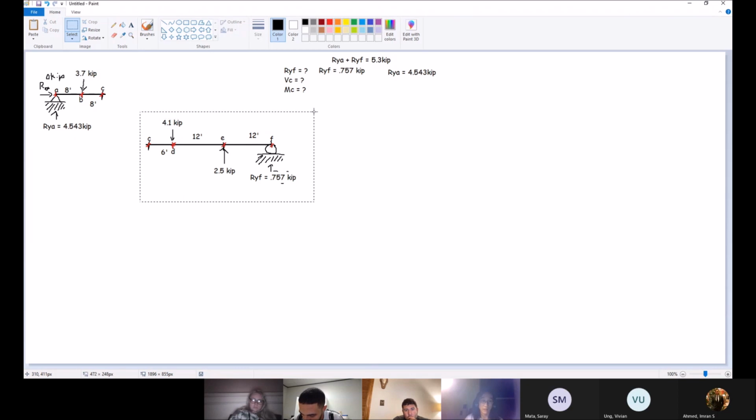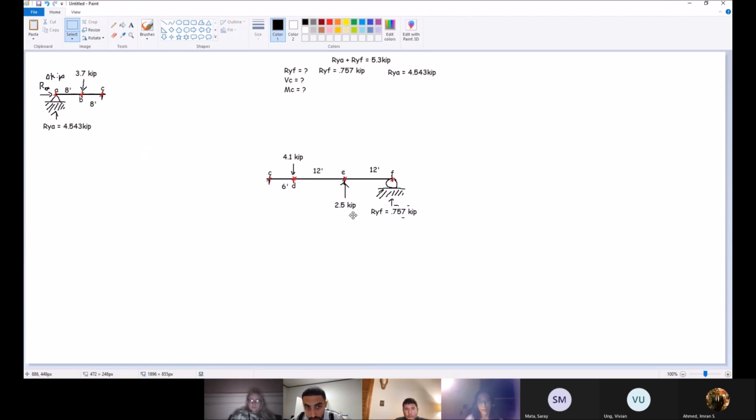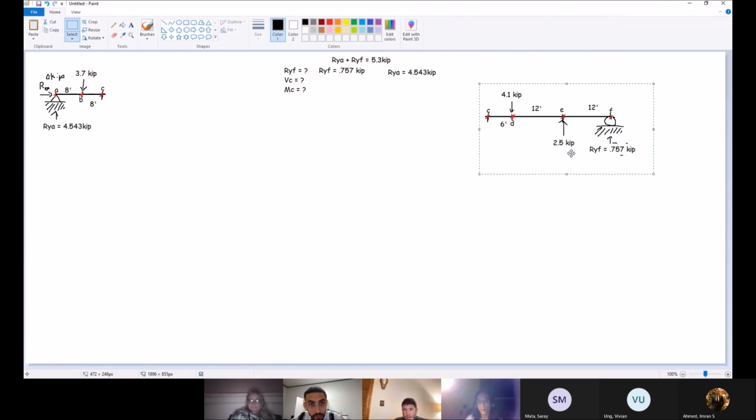So I'm actually going to take the left one because there's fewer forces. And I double checked with both sides. It doesn't matter which one we solve for. So we're just going to solve for the one on the left. So we have the axial force, we have the shear force, and we have the bending moment. Axial force is P, shear force is V, and bending moment we're going to use M.